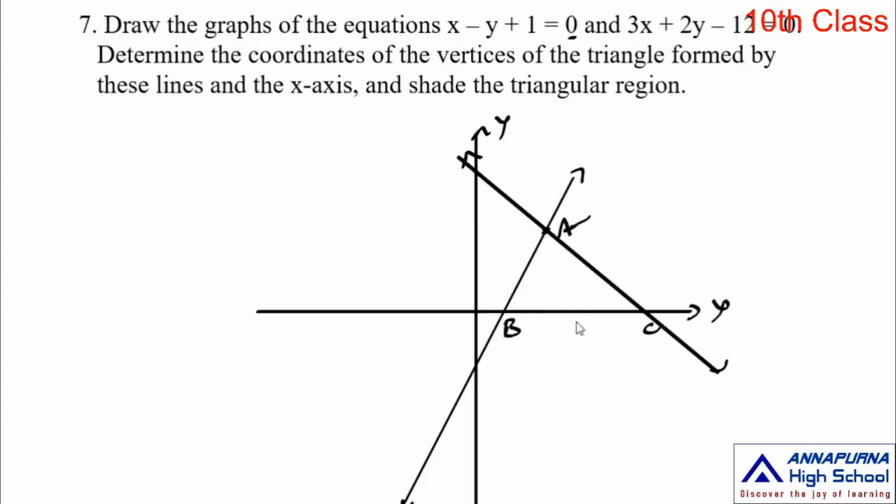So these three points are the vertices that are formed by the given lines and the x-axis, and shade the triangular region. So simply you shade the triangular region like this. Okay, so this is the solution for the seventh one.